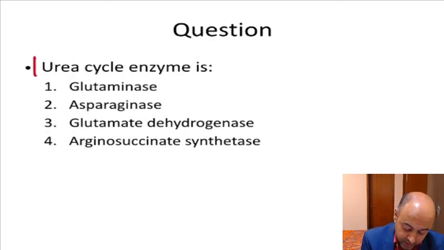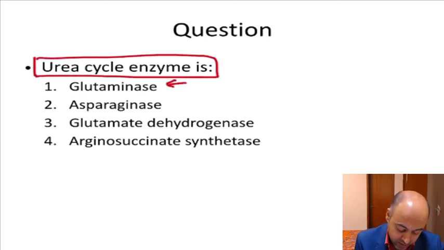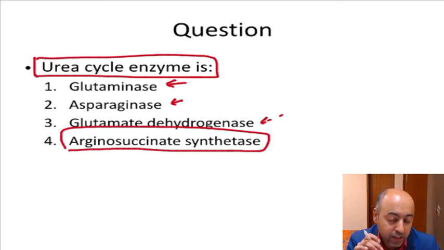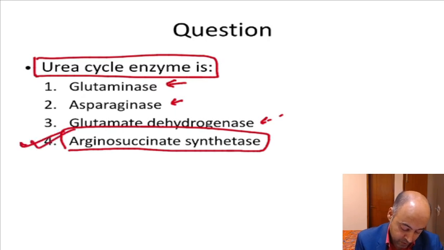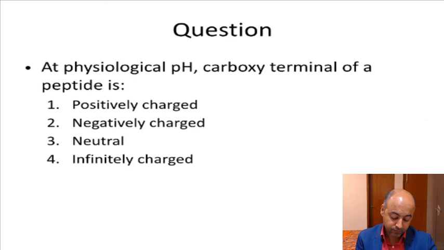Which of the following is a urea cycle enzyme? See, glutaminase is not related to urea cycle. Asparaginase is not related to urea cycle. Glutamate dehydrogenase, okay, you can think of it, but not directly. Directly in the urea cycle, we have argininosuccinate synthetase, which will make argininosuccinate from the citrulline and aspartate. Correct answer is argininosuccinate synthetase.